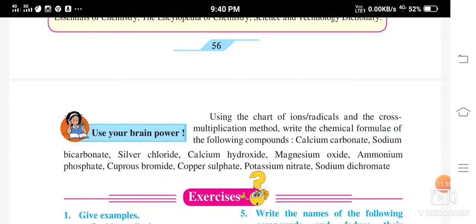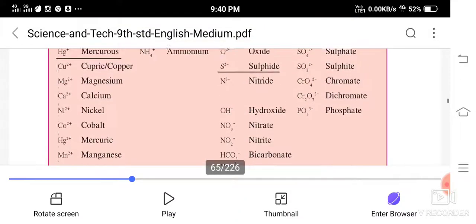Now see, use your brain power. By knowing the above chart, this will be easier for you, and it's interesting also. Using the chart of ions, radicals and the cross multiplication method, write the chemical formulae of the following compounds. Calcium carbonate. We will try calcium carbonate first.